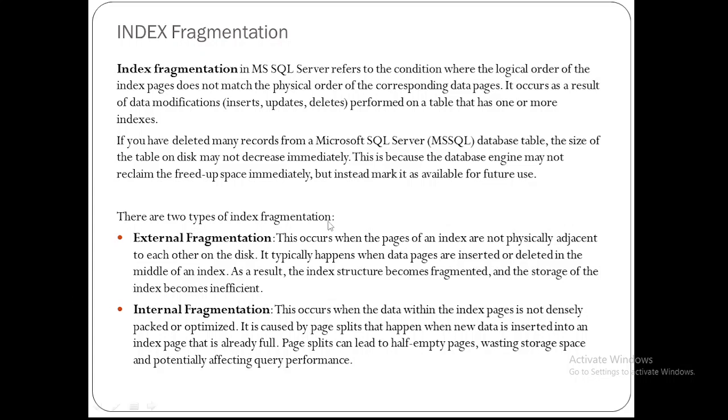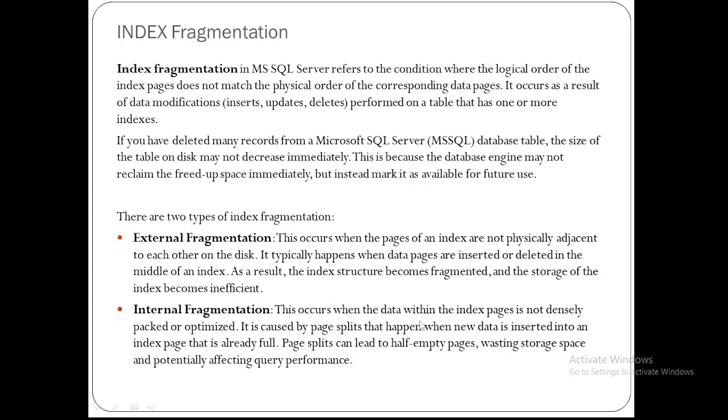There are two types of index fragmentation: external fragmentation and internal fragmentation. External fragmentation occurs when the pages of an index are not physically adjacent to each other on the disk. It typically happens when data is inserted in the middle of an index. If the data pages are not physically adjacent, one after the other, we call that external fragmentation. As a result, the index structure becomes fragmented and the storage of the index becomes inefficient.